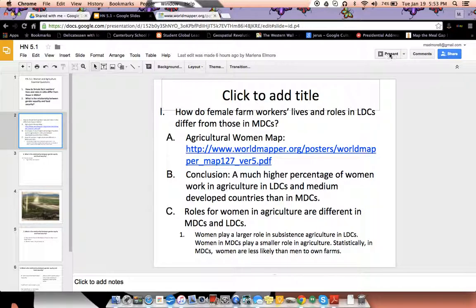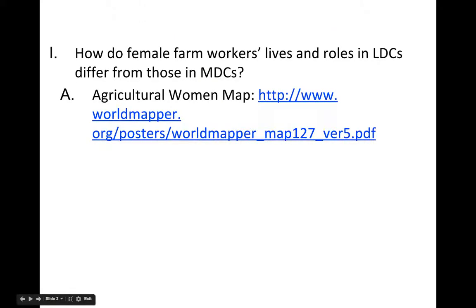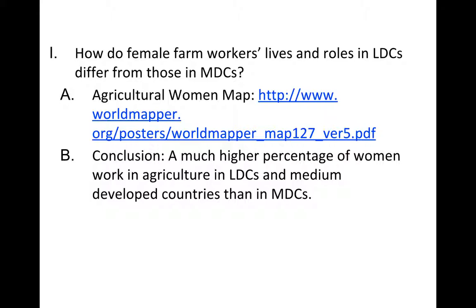All right, let me go back. What you should have concluded is that obviously a much higher percentage of women work in agriculture in LDCs and medium developed countries than in MDCs. I hope you know that MDC stands for more developed countries. Okay, so let's go on, and go ahead and write that down. Write down Roman numeral 1b.